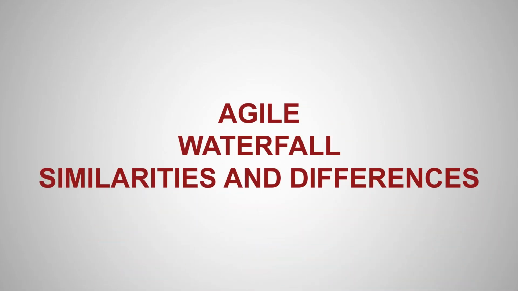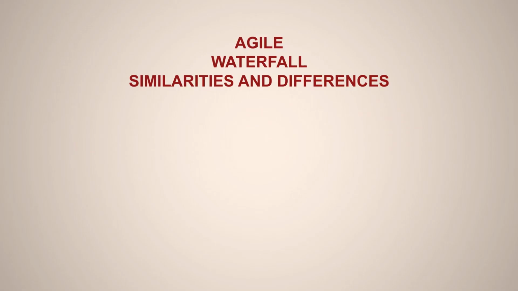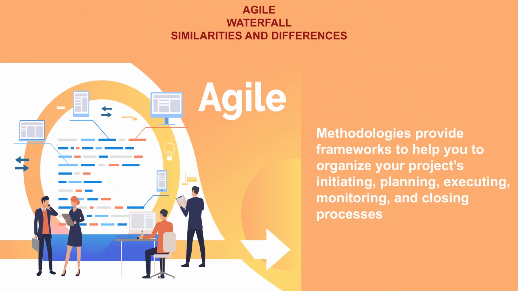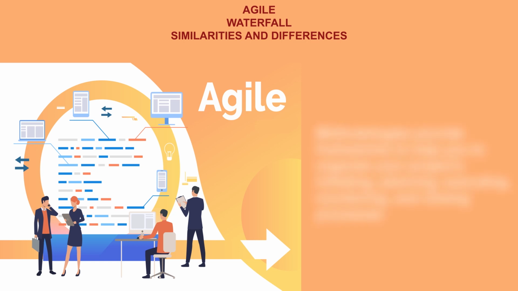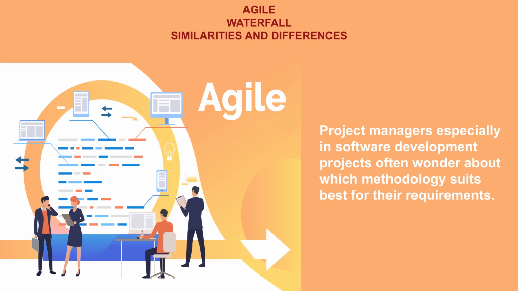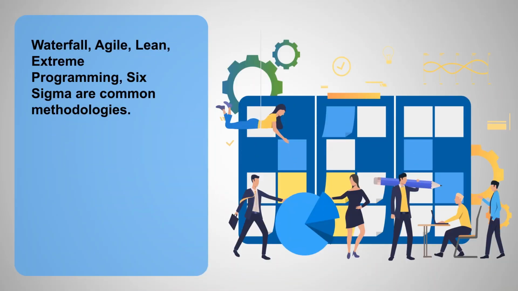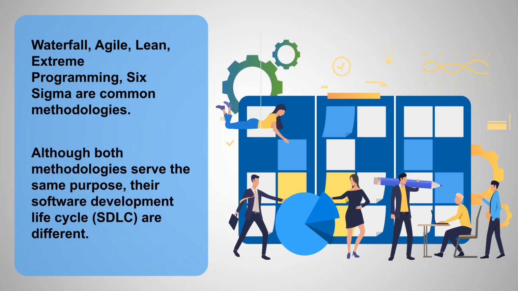Agile. Waterfall. Similarities and differences. Methodologies provide frameworks to help you organize your project's initiating, planning, executing, monitoring, and closing processes. Project managers, especially in software development projects, often wonder which methodology suits best for their requirements. Waterfall, Agile, Lean, Extreme Programming, Six Sigma are common methodologies. Although both methodologies serve the same purpose, their software development lifecycles are different.